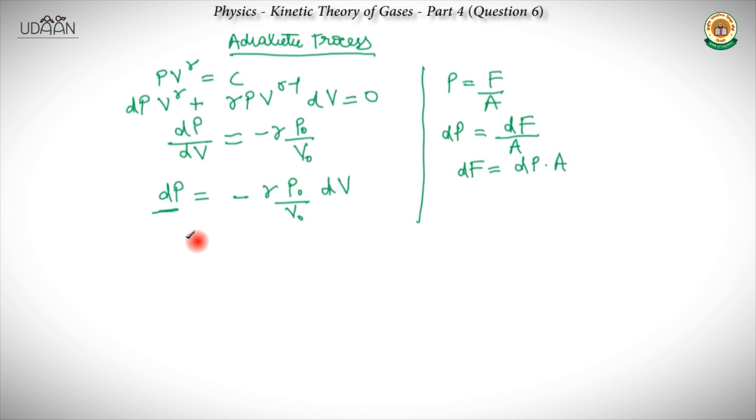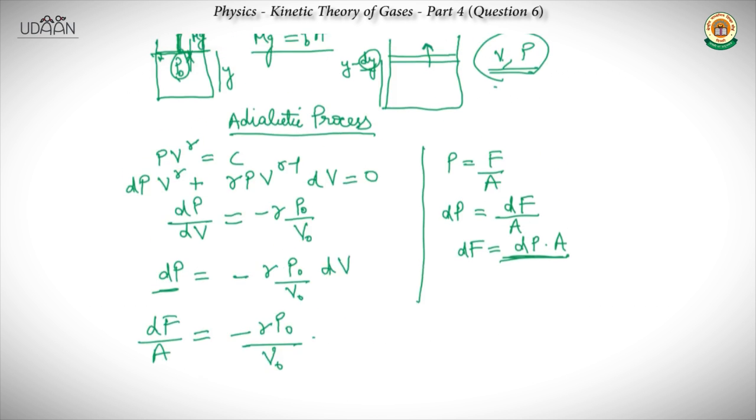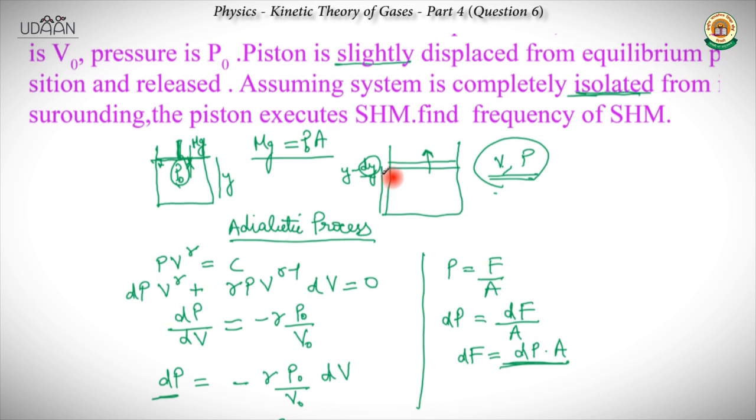dP will be equal to dF. dF will be dP into area. Okay, let's just substitute it for dP here. So we get dF by area would be equal to minus gamma P naught by V naught. Now what would be dV? Let's see, we moved it down by dy.